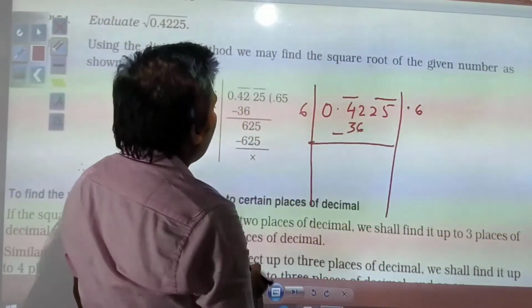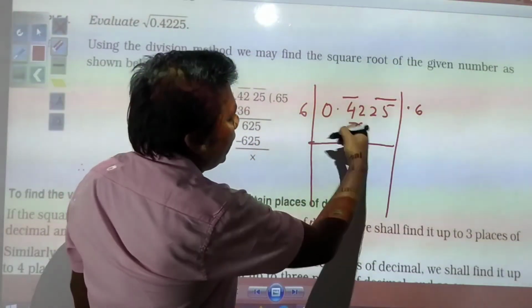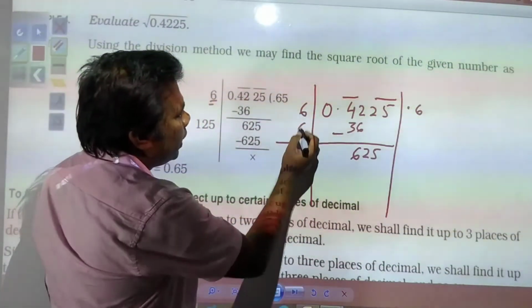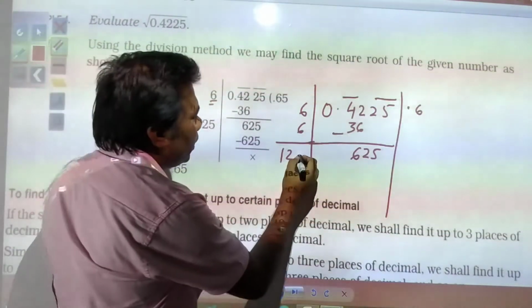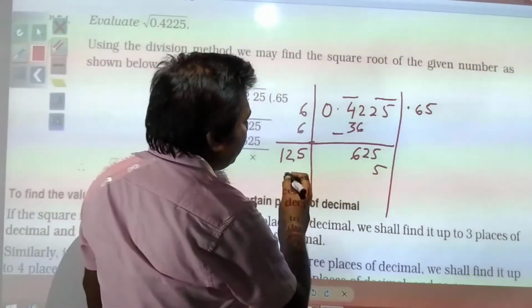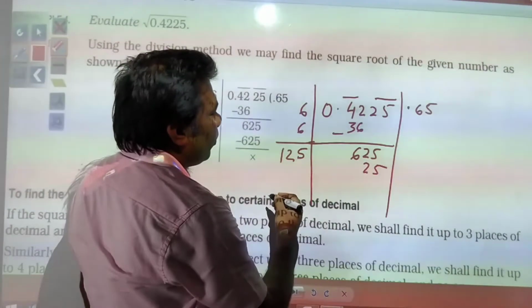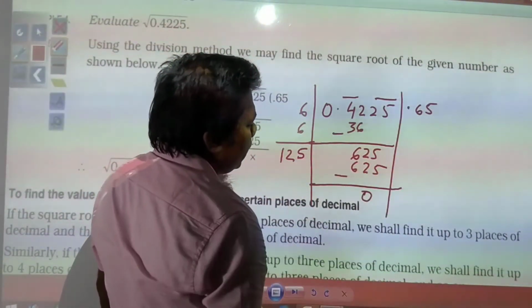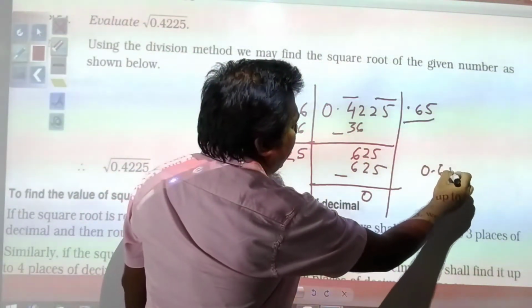Then you subtract, what you will get? After subtraction you have got 6, and the next pair you have is 25. This 6 will be required to be added on this, you will get 12. Now you see by how many times we need to multiply this number? 5 times. So 5 5 ja 25, 5 2 ja 10 and 12, 5 1 ja 5 and 1 6. So after subtraction you will get remainder 0. So finally you have got 0.65 as the answer.